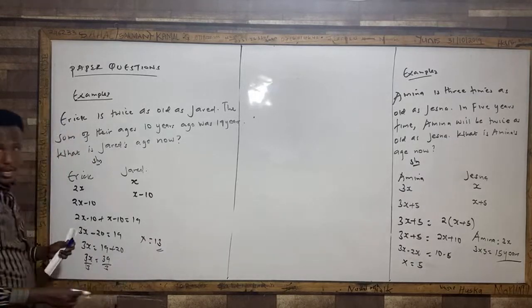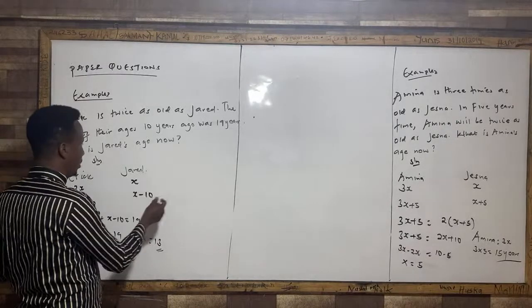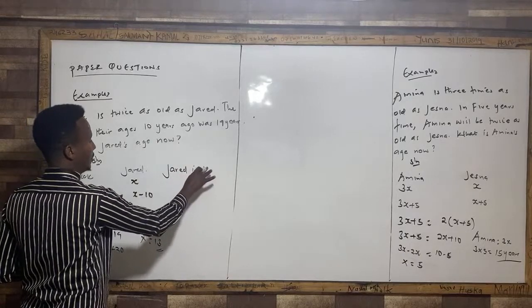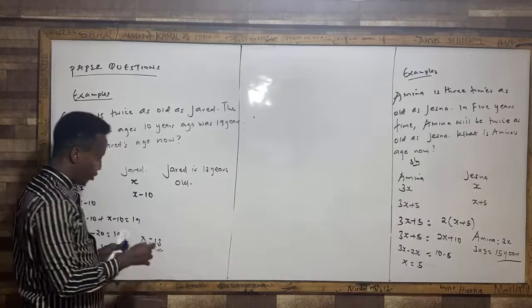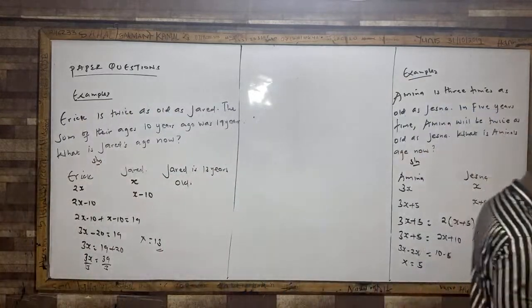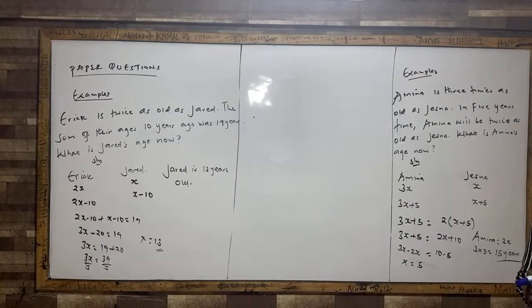X is what? X is 13. So you're told, what is Jared's age now? Jared is 13 years. So you're going to say Jared is 13 years old. Period. Jared is what? 13 years old. That's how we're going to tackle such kind of question in KCSE.